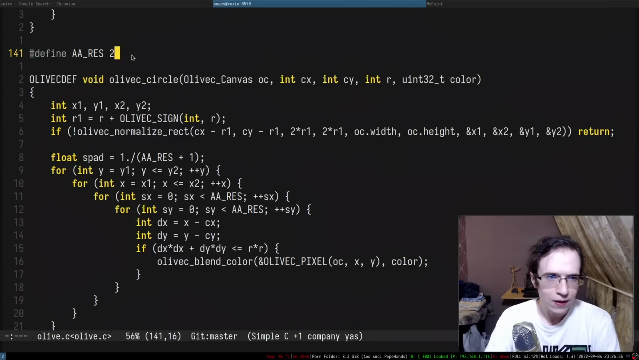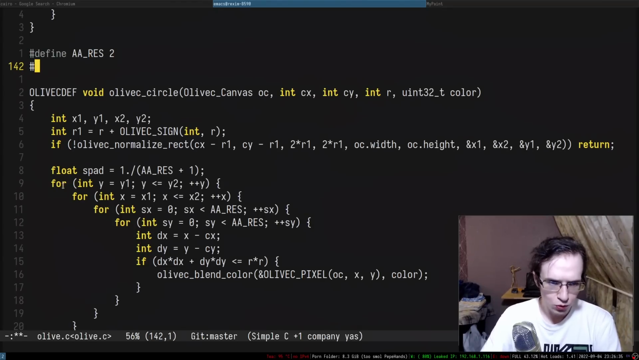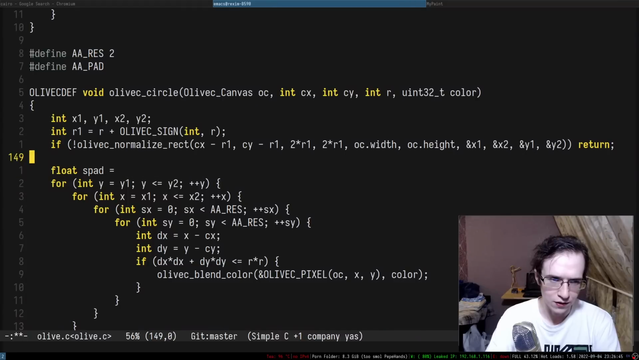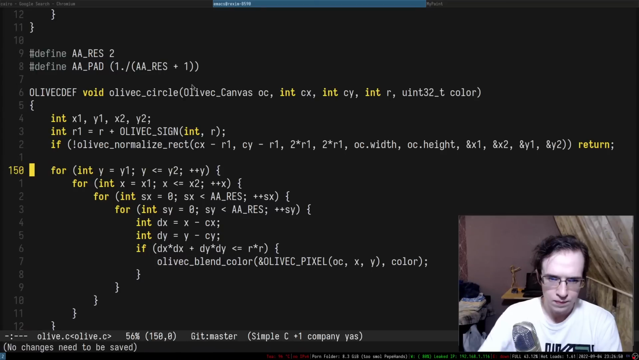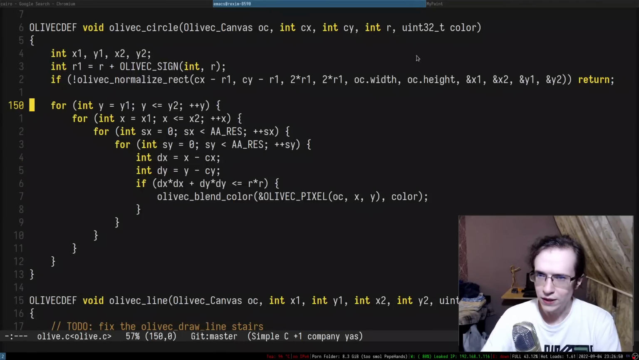So maybe I should also pre-calculate this entire thing, right? So let's define a pad, and I'm going to just move this entire thing there. So this is going to be a pad. All right, that is cool.